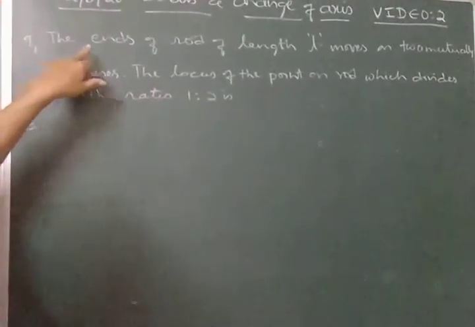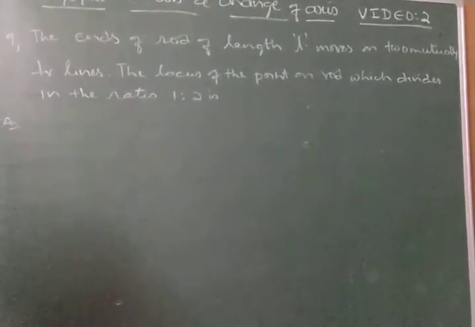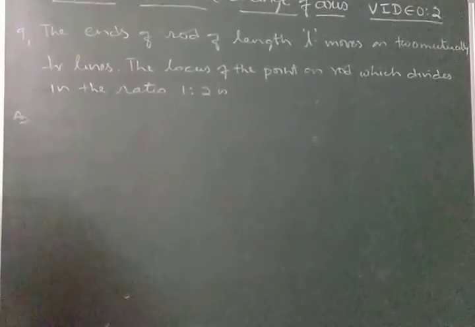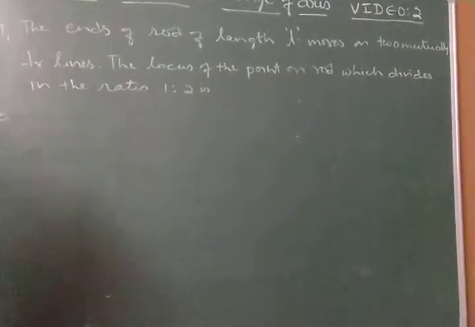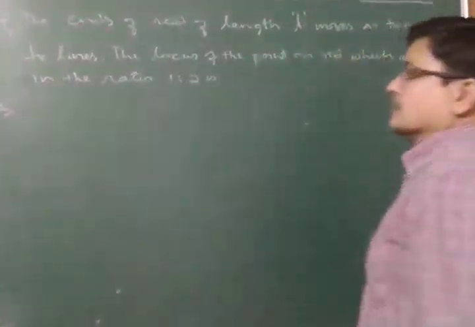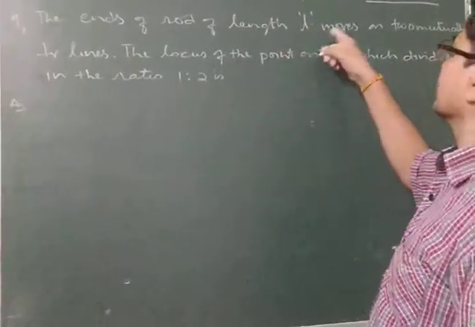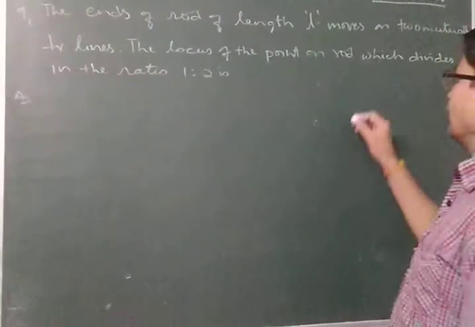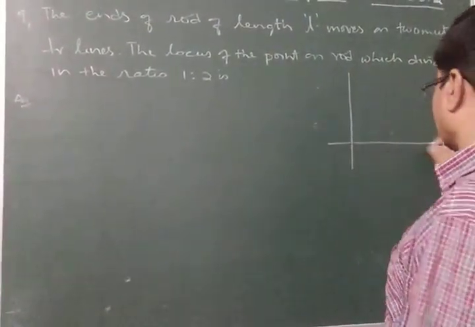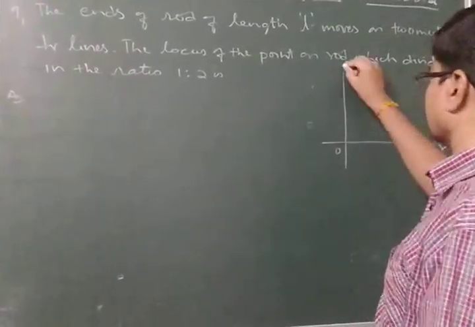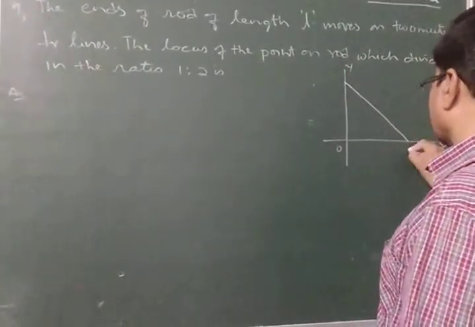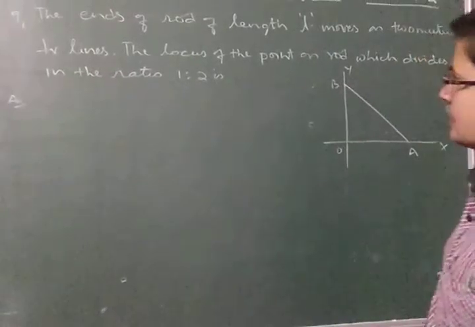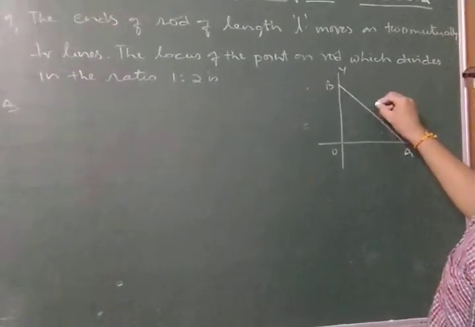Number 9. The ends of a rod of length L move on two mutually perpendicular lines. Find the locus of the point on the rod which divides it in the ratio 1:2. That means a rod of length L moves on two mutually perpendicular lines. Two mutually perpendicular lines means one is the x axis and another one is the y axis. Since these two lines are perpendicular to each other, this is the rod of length L. One end of the rod is A and another end of the rod is B. Then its length is L.